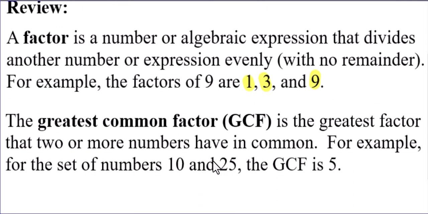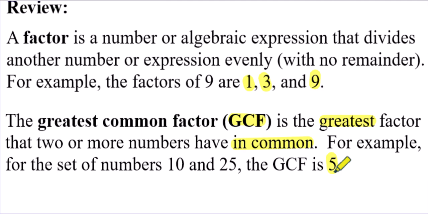The greatest common factor, which is abbreviated as a GCF, is the greatest factor that two or more numbers have in common. This is key. It has to be factors that they both have in common, and we're looking for the greatest of those factors that they have in common. For example, for the set of numbers 10 and 25, their GCF is 5.